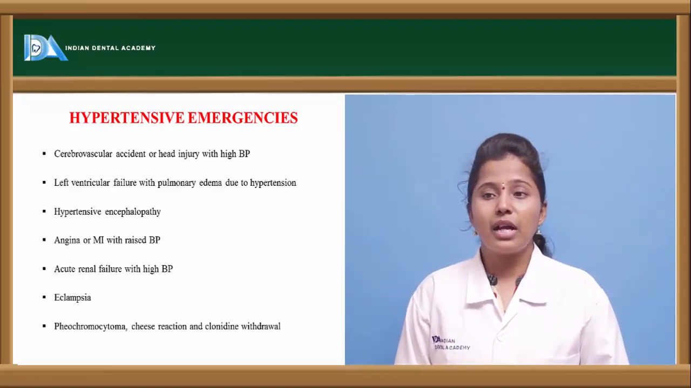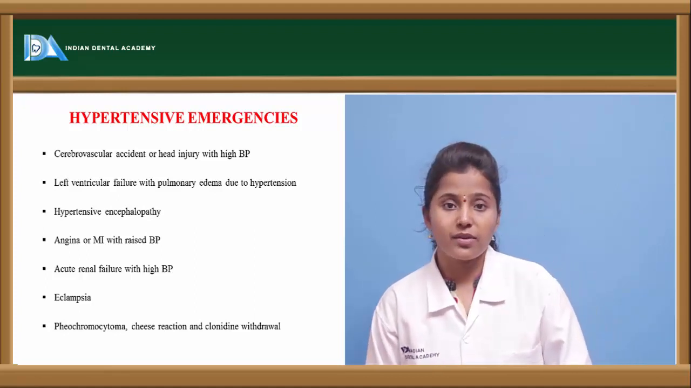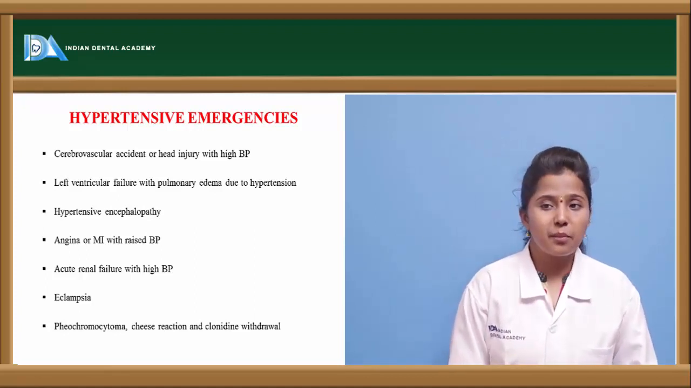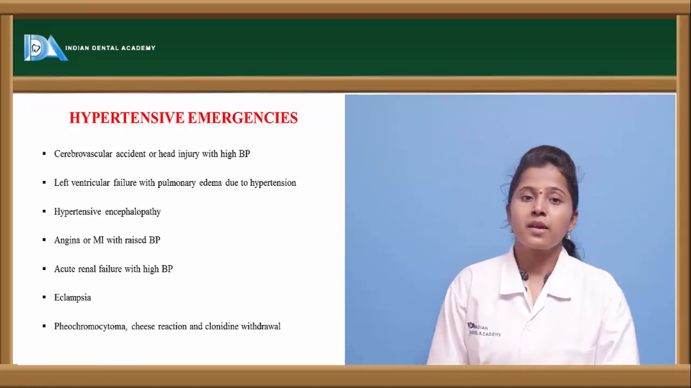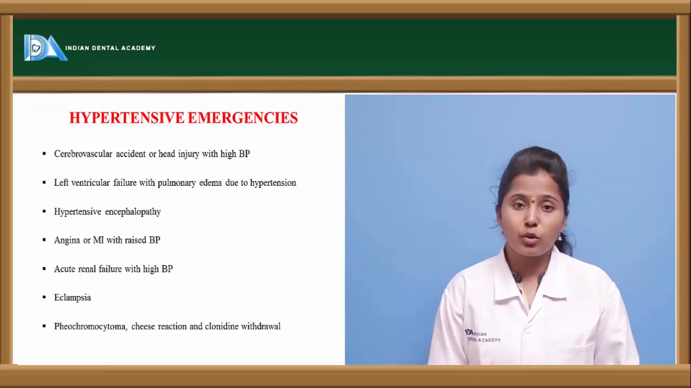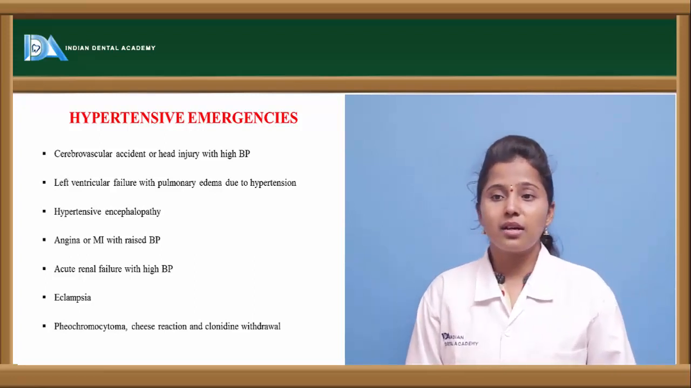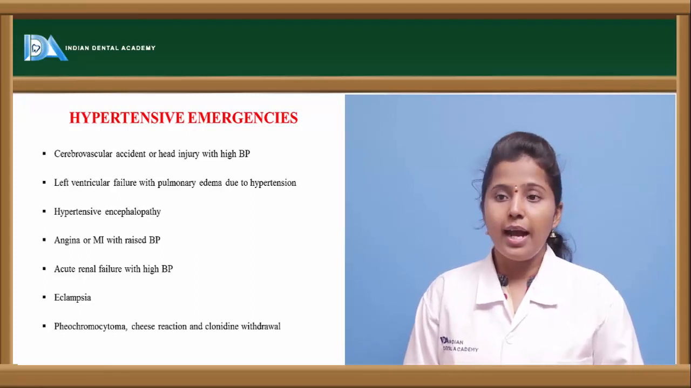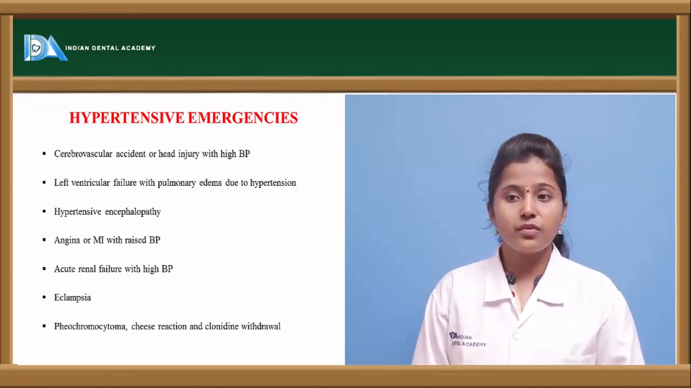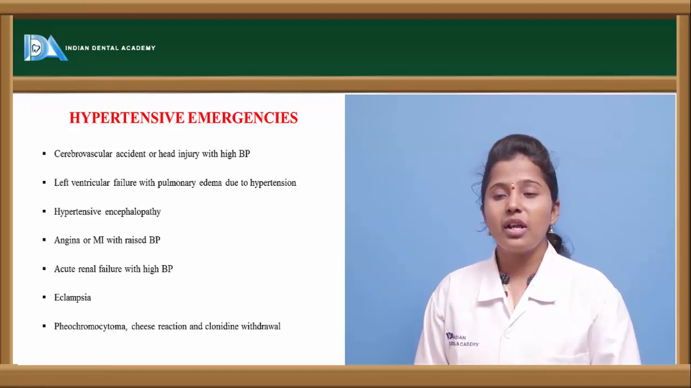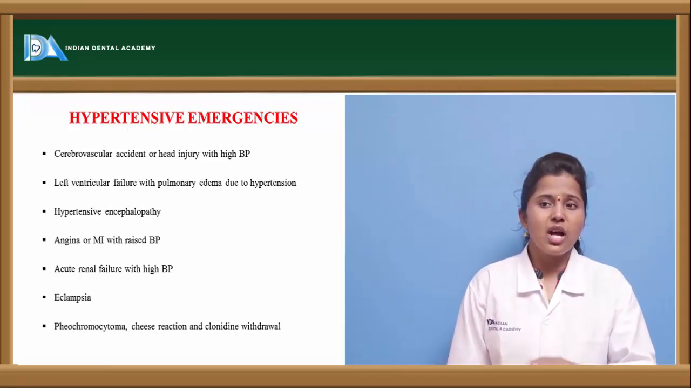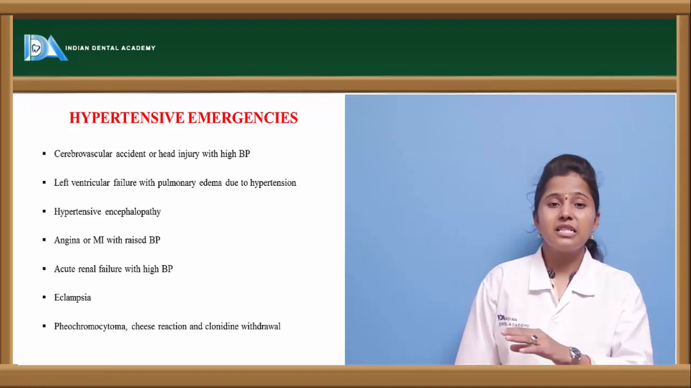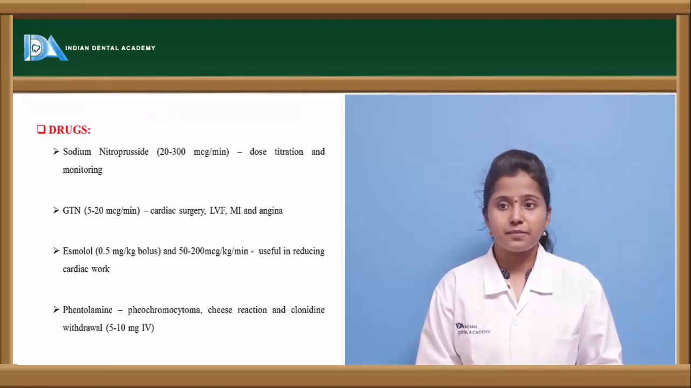And left ventricular failure with pulmonary edema due to hypertension. If there is severe hypertension, then the person will have left ventricular failure. The left ventricle will not function properly and he'll have pulmonary edema. And the third one is hypertensive encephalopathy, angina or myocardial infarction with high BP, acute renal failure with high BP, and pheochromocytoma or cheese reaction and clonidine withdrawal. These are the few conditions where hypertension is considered an emergency condition.